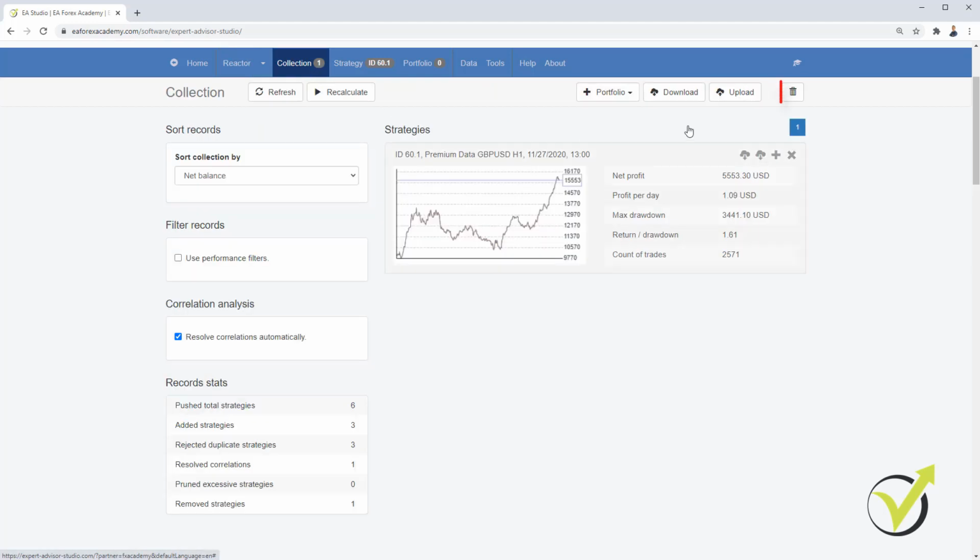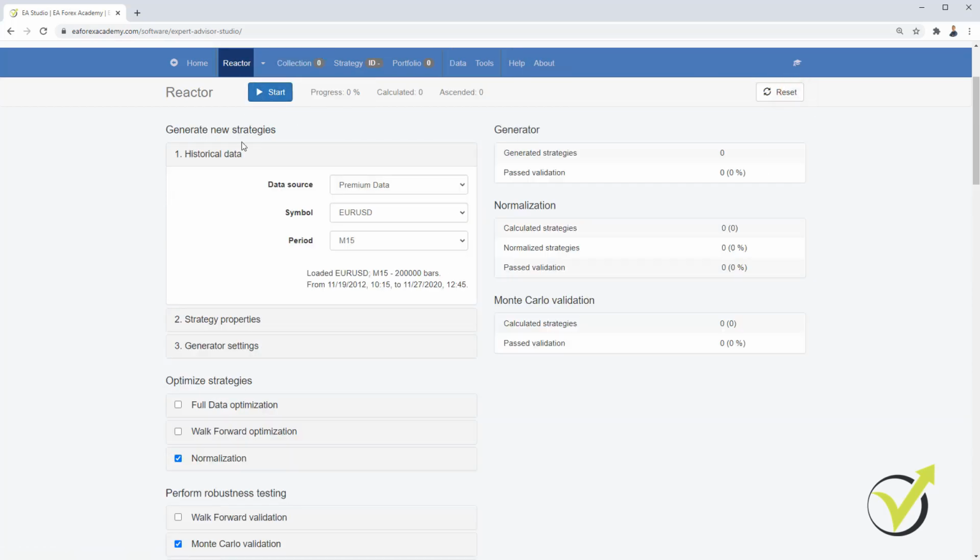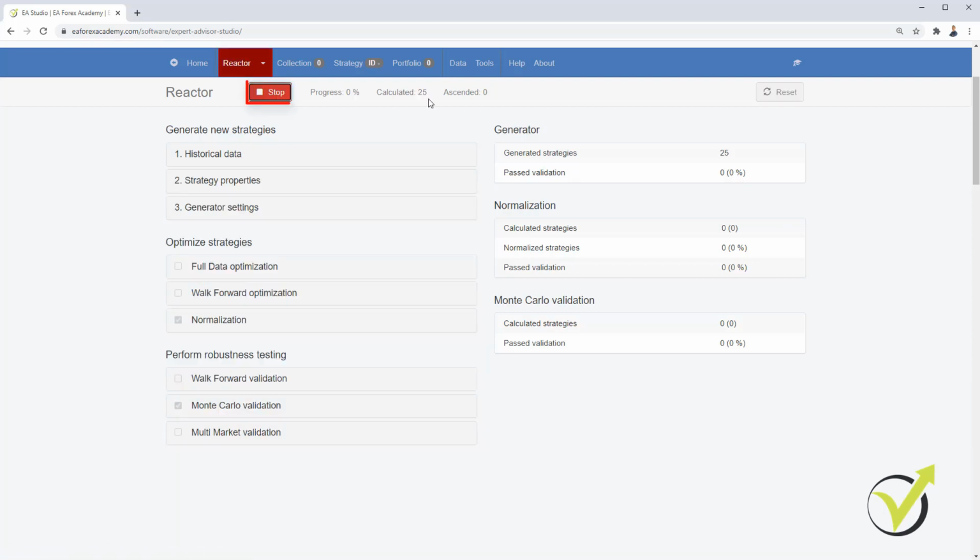Alright, I will remove now this strategy from the collection and I will run the Reactor. This is how I set it most of the time. Usually it works faster, but again I have a few more running on the same computer, so when you run 3, 4, 5 or more, they might get slow. Keep in mind that EA Studio works in the browser, and it loads from the server the first time, and then it works in the browser. It's web-based, which gives you the opportunity to run it on multiple browsers at the same time.